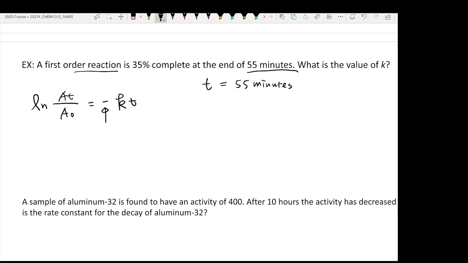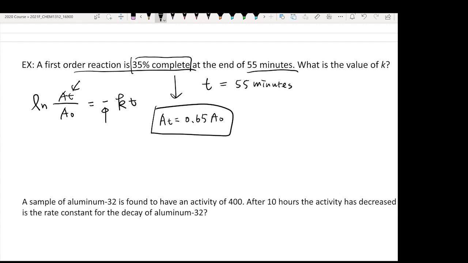And then it says the reaction is 35% complete. You should be able to translate 35% complete. That means 35% of your original atom has been consumed. But here you want to know the concentration of atom at time t. So you consumed 35% of the atom, which means your AT is going to be the original concentration times 65%. So that's a very important translation you need to do.